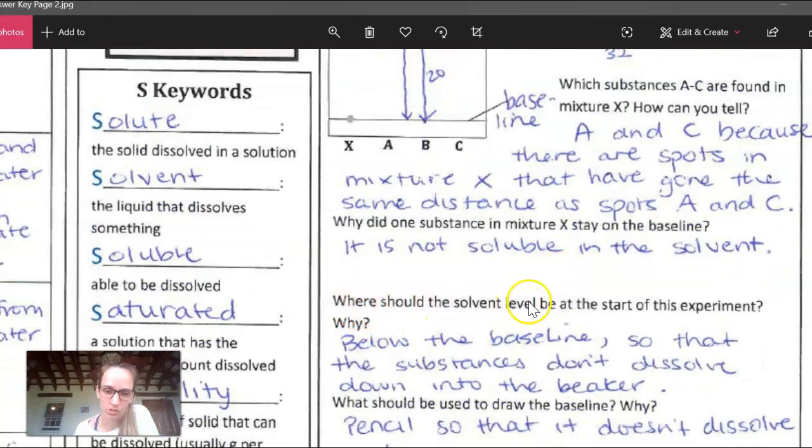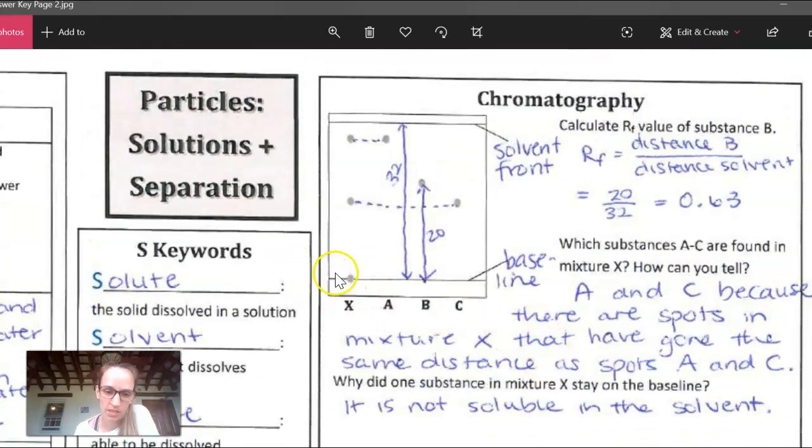Next question, where should the solvent level be at the start of this experiment? You might think it would start right at the baseline with the spots, but that would actually be a huge disaster because all your spots would dissolve down into the liquid and nothing would move up the paper at all. We don't want that. You need to have the liquid somewhere around here, below the baseline, so that the spots will stay on their start and move up as the liquid moves up the page.